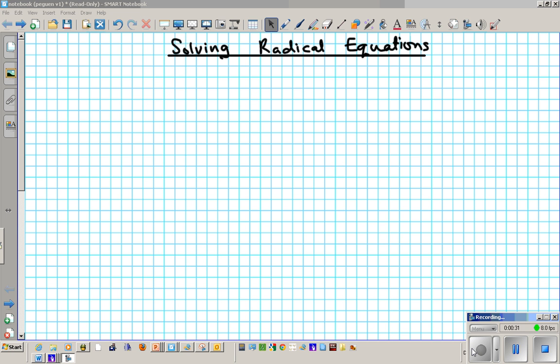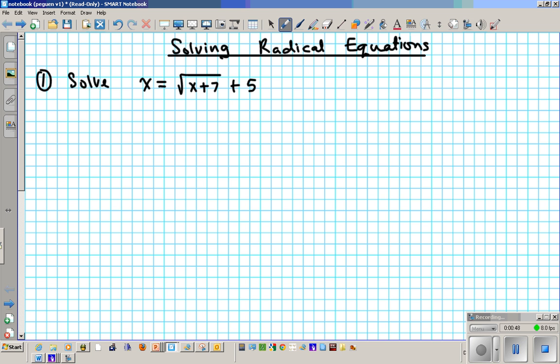All right. So number one, solve: x equals the square root of x plus 7, the whole quantity plus 5. Okay, so in order to solve a radical equation, you get the radicals on one side, square to eliminate, and then you proceed.